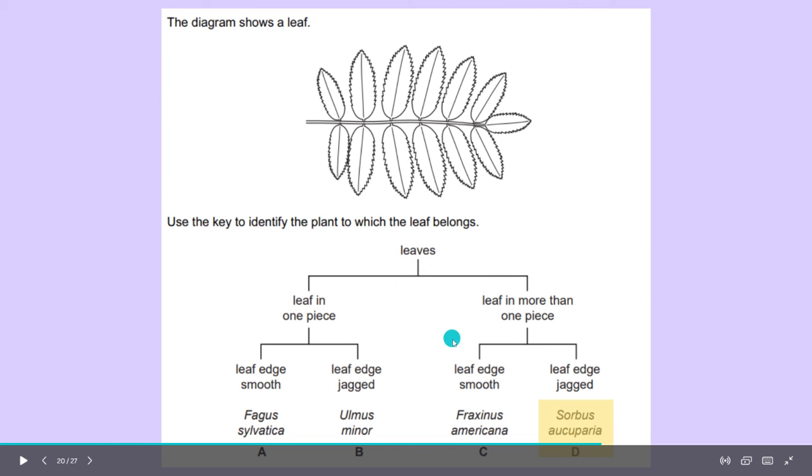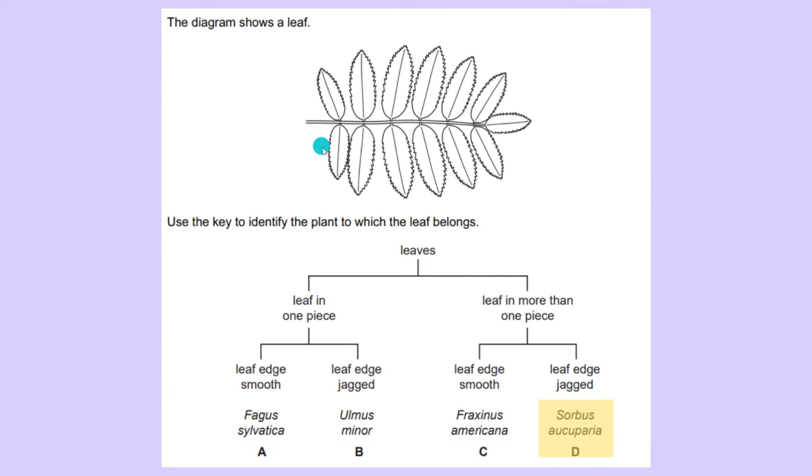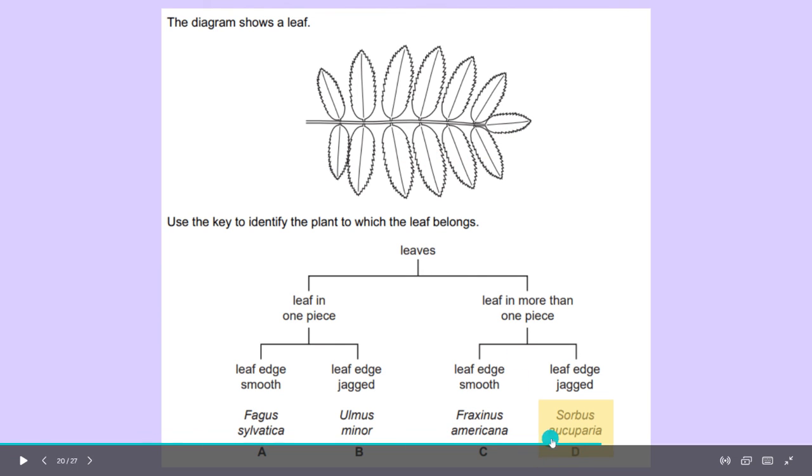Here's one dichotomous key. We need to identify the leaf. It says leaves in more than one piece, yes. They are 1, 2, 3, 4, 5, 6, 7, 8, 9, 10, 11, 12, 13 pieces. Then leaf edge smooth? No, they are not smooth, they're jagged, yes, so it should be Sorbus aucuparia.